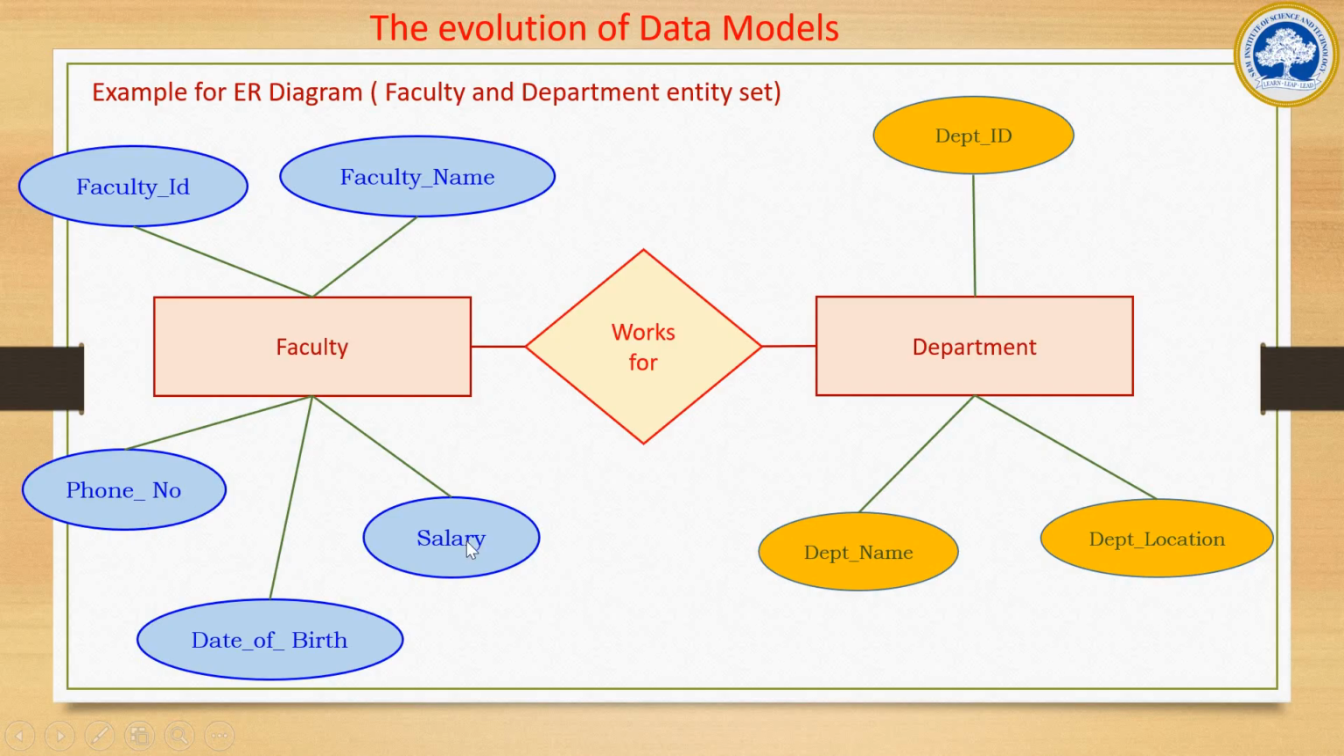ID, name, phone number, salary, date of birth. Similarly for the department, the description is department ID, name and then location. All the attributes are denoted by the oval shape. What is the relation between the faculty and the department? That is represented by the diamond shape, which indicates the relation. So faculty works for the department. So this is the ER model.